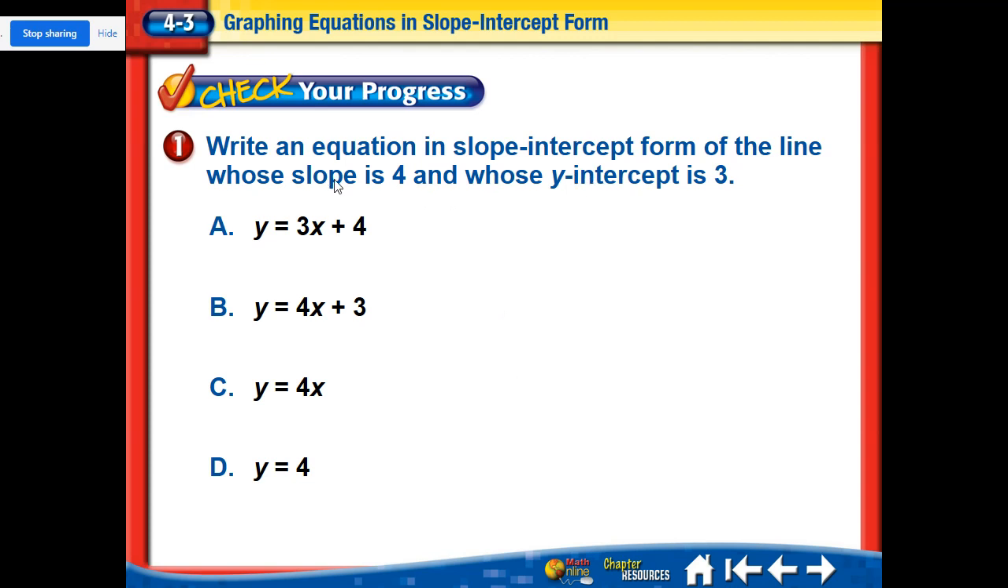Write an equation, slope of 4 and y-intercept of 3. So the 4 goes next to the x, so 4x here, and then plus 3. So we have b as our answer.